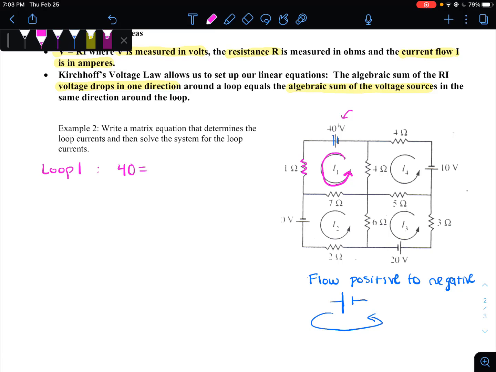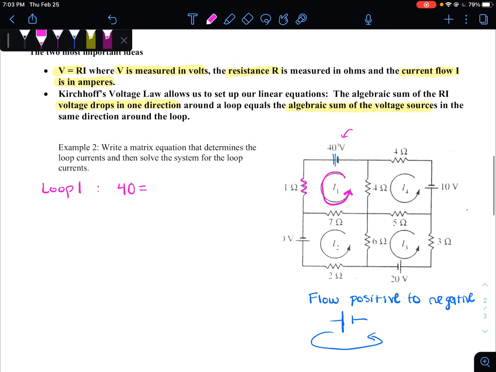current times the resistor. Okay, those will be our voltage drops. Okay, and that's where we get this V equals RI. Okay, resistance times current, or that kind of flow. So, we're going to have to be careful because we are, again, flowing from positive to negative. So that means, in this case, flowing this way.